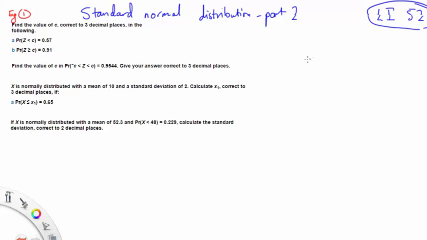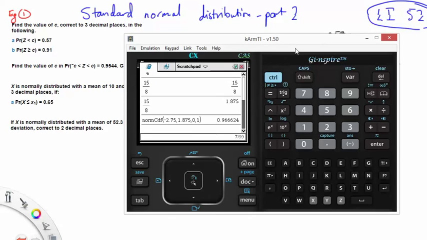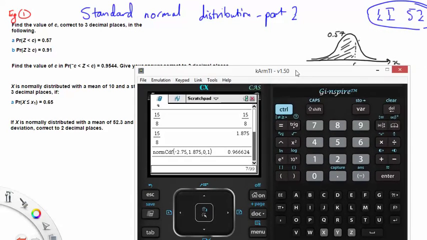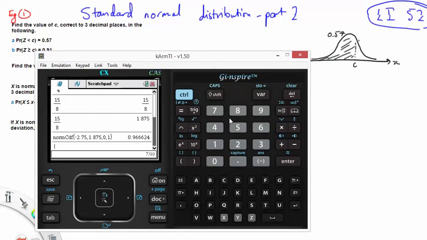So we've been given our standard normal distribution, and we know that at c, the area under the curve is 0.57. How do we find c? Well, we put it straight into the CAS. So we want to find c. What we do is we go to menu.